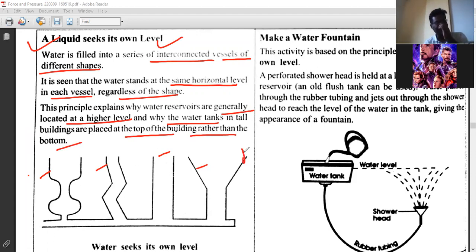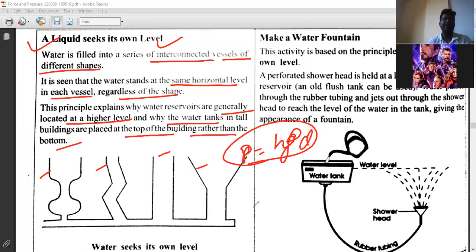Because pressure depends on the height. So when we want more pressure, we keep the tank at a height. That will give you more pressure, right? Pressure is directly proportional to height.